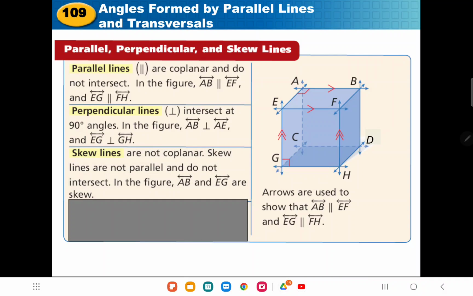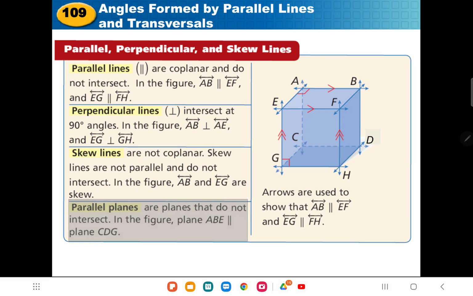They are also not parallel, and they do not intersect. In the diagram shown, AB and EG are skew lines. These lines would never intersect because they are in different planes. Similarly, line HF and line AB are also skew lines.